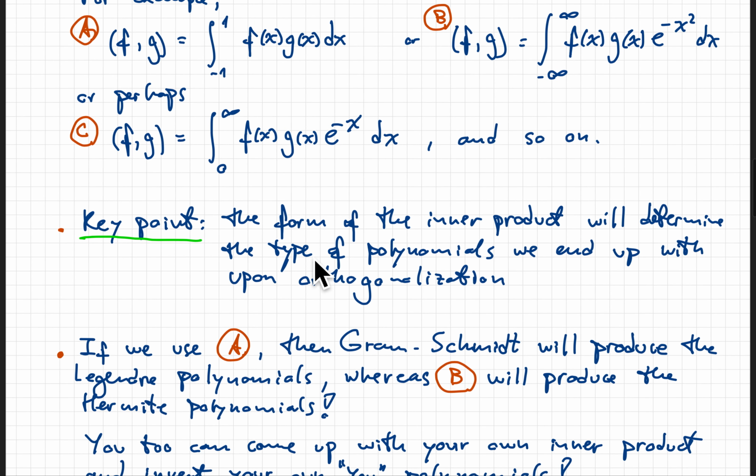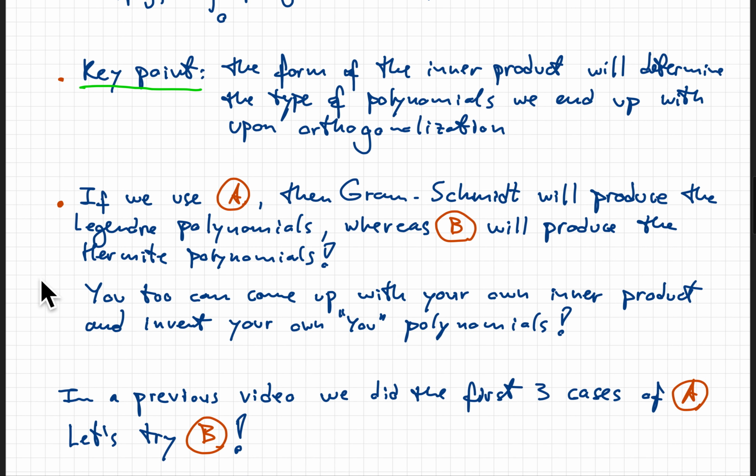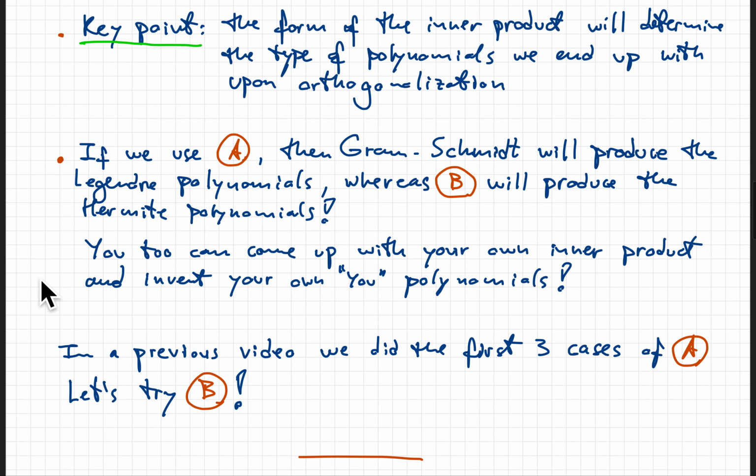Like I said, we obtained the first three Legendre polynomials using this inner product, and now we're going to be doing B. And at this point, I want to say, as always, this series is meant for my students at UNC Chapel Hill.